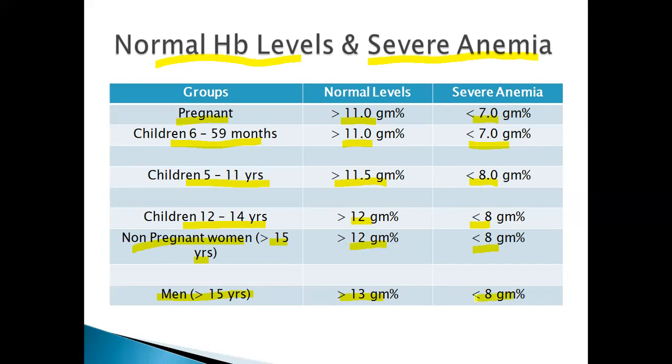So as far as the normal levels are concerned, we have 4 different subgroups. One is 11 gram per cent, which is pregnant women and children who attend Anganwadis. One is 11.5 gram for primary school children. Then we have a zone of 12 gram per cent, which would be for early teenage children and late teen girls and reproductive age women. And finally, boys aged more than 15 and adult males are supposed to have more than 13 gram per cent of hemoglobin levels.